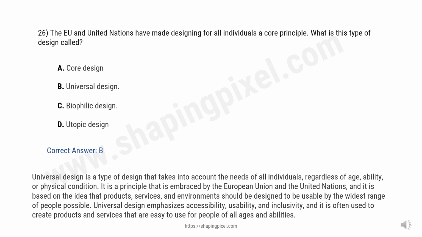Universal design is a type of design that takes into account the needs of all individuals, regardless of age, ability, or physical condition. It is a principle that is embraced by the European Union and the United Nations, and it is based on the idea that products, services, and environments should be designed to be usable by the widest range of people possible. Universal design emphasizes accessibility, usability, and inclusivity, and it is often used to create products and services that are easy to use for people of all ages and abilities.